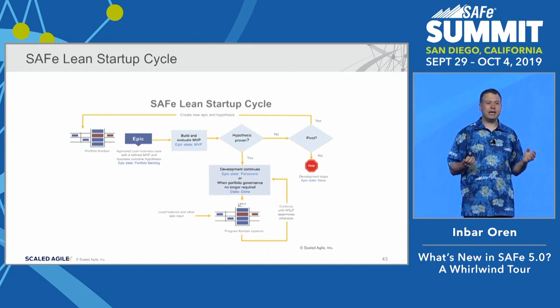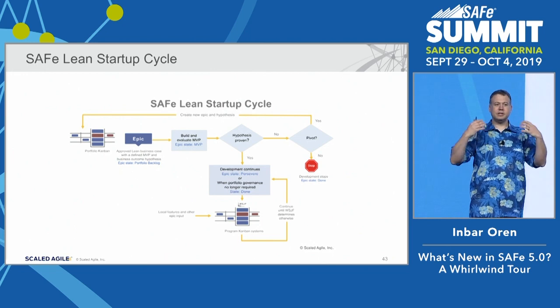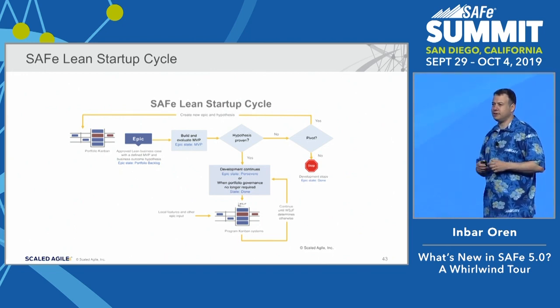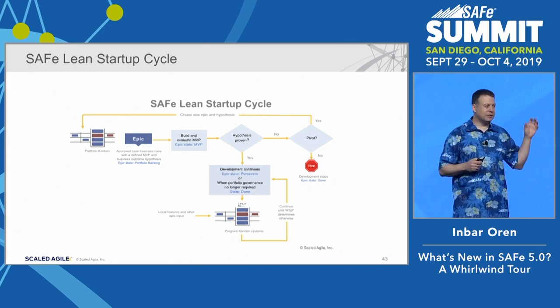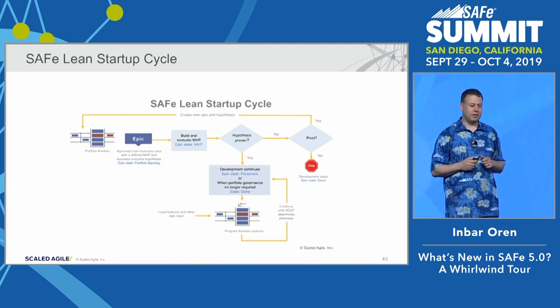We could never understand when an epic is done. Well, it's done when the portfolio doesn't need to govern it. We can move and decentralize that decision to other places. So this is in the epic article, and it puts a lot more emphasis on what it means.